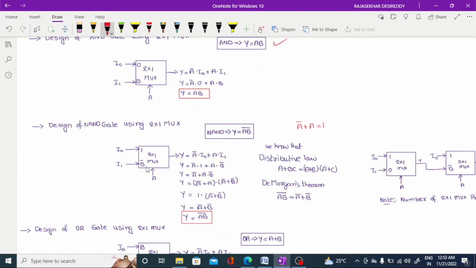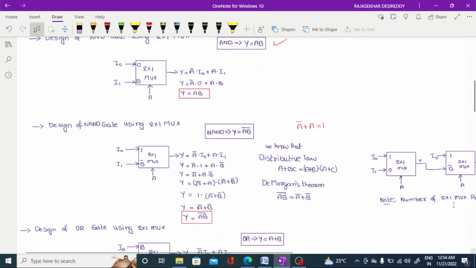Now one note point you need to observe here, that is, directly we cannot give b bar as an input for I1. So we can give 1 or we can give 0 or we can give b, but b bar is already a complementary input. How can we get b bar? With the help of a simple NOT gate. Just now we observed that a NOT gate also we can implement with the help of a 2 by 1 mux. That is the reason.